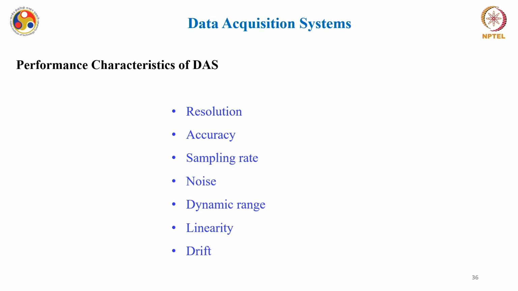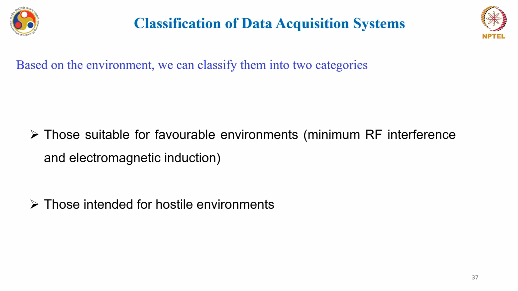with that we also have characteristics very specific to DAS, like sampling rate. Even noise becomes very crucial for a DAS system. So, these are some of the parameters on which our DAS system is evaluated. Now, there are various ways of classifying the data acquisition system.